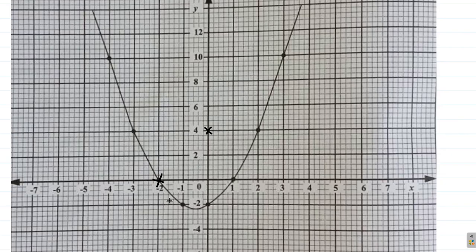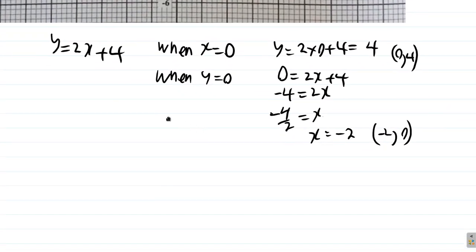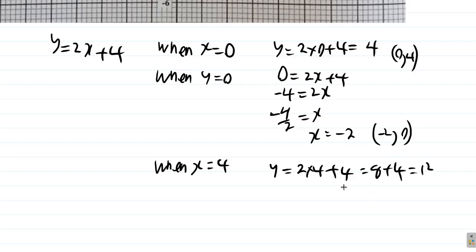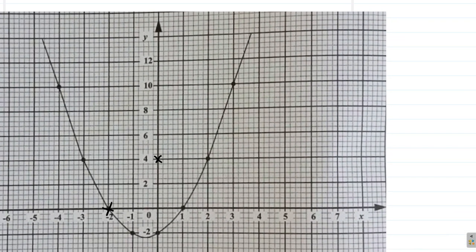Let us just look at one more point. What is y when x is 4? When x is 4, y equals 2 times 4 plus 4, which is 8 plus 4, which is 12. So another point on the line would be x equal 4, y equal 12. 4, 12 would be here. Let's draw our new line now.